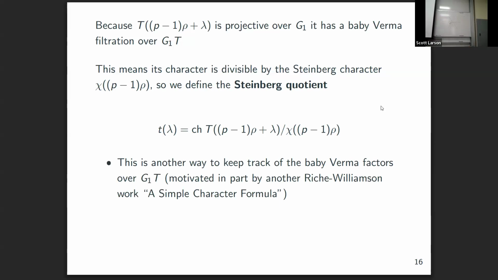And I should say that this over G1T was motivated by a different paper by Riesch-Williamson called a simple character formula, where they show, under the condition p is bigger than or equal to 2h minus 2, a way to get the baby Verma factors for projective indecomposable G1T modules using a periodic p-Kazhdan-Lusztig polynomial.